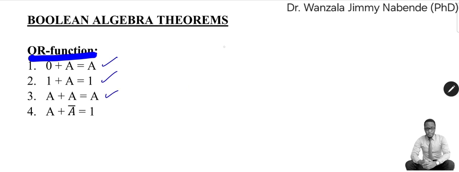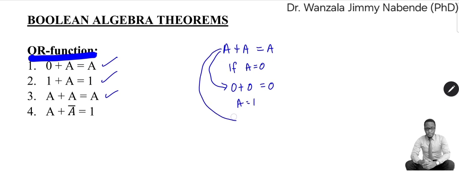Third one, A plus A is equal to A. If A is equal to 0, this will be 0 plus 0, giving us a 0. But if A is equal to 1, then 1 plus 1 shall get a 1. And that is how our answer is A, because whatever we have here or here is what we shall have there.